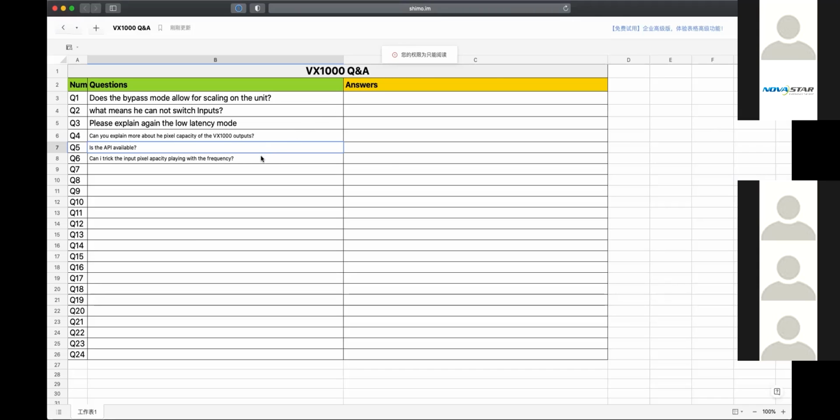And next one is, can I check the input pixel capacity play with the frequency?